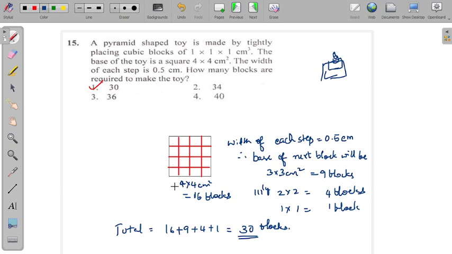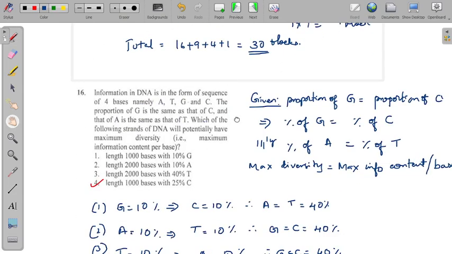So in that case, from 4 you have to subtract 1. So 3 by 3 centimeter square. Next block will be of 3 by 3 centimeter square. So that is 9 blocks you will get. Again from 3 you subtract 1 unit. So that gives you 2 by 2, 4 blocks I can form. Then again from 2 you subtract 1, 1 by 1, 1 block can be formed. So when you add up all these, totally there will be 30 blocks.